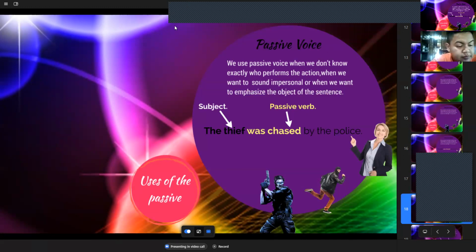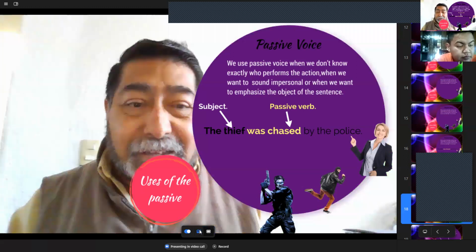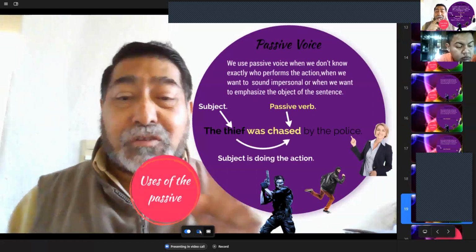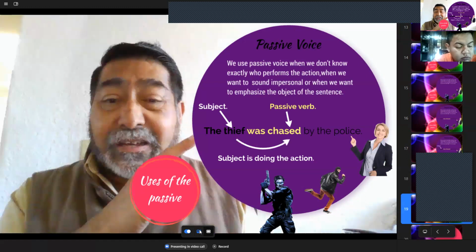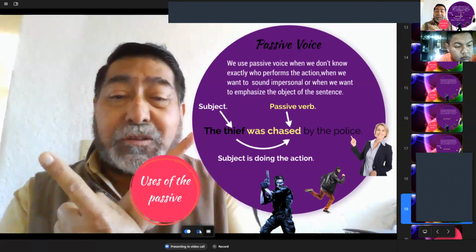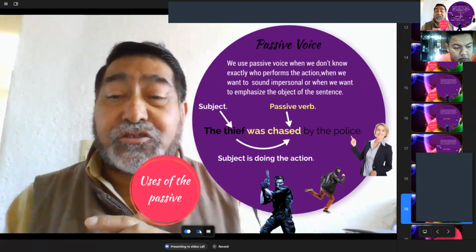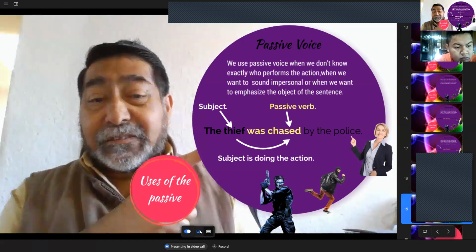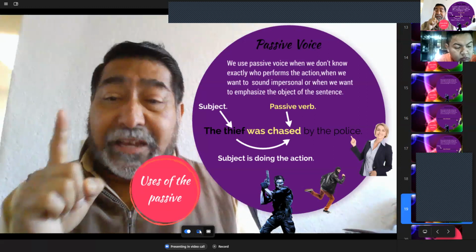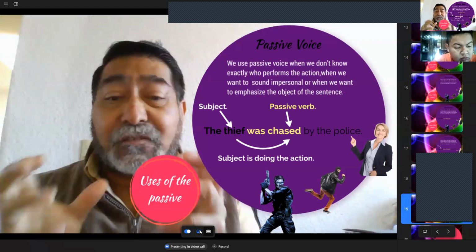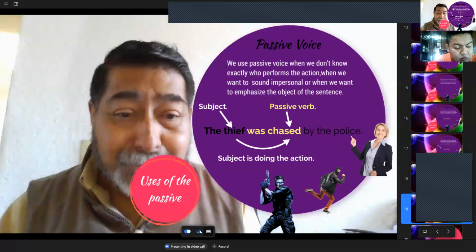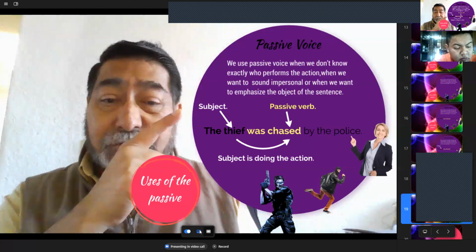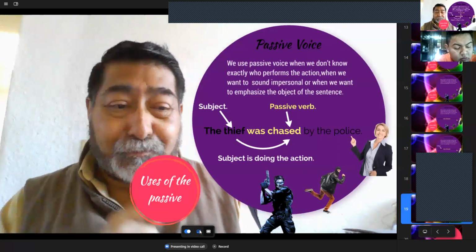Now, if we continue advancing, let's analyze the uses of the passive voice. Remember, the subject is moved to the beginning of my sentence, and I am going to use the combination of the verb to be and the verb in past participle. This is very important. This is the main characteristic of the passive voice. Remember, the thief was chased in this example.